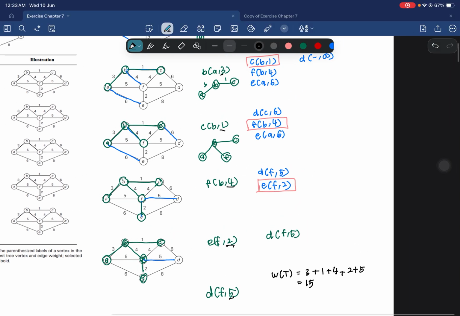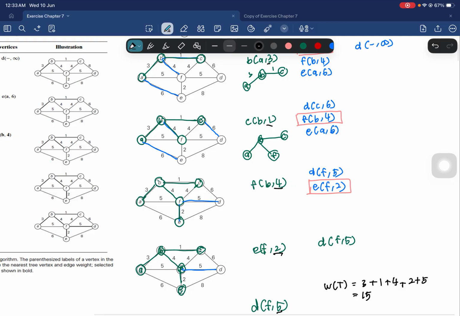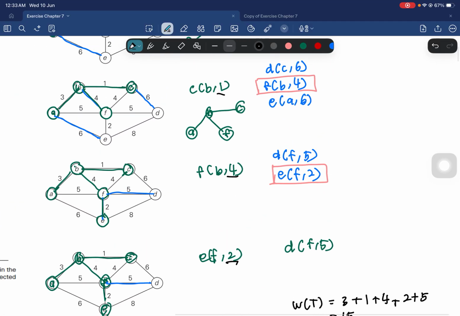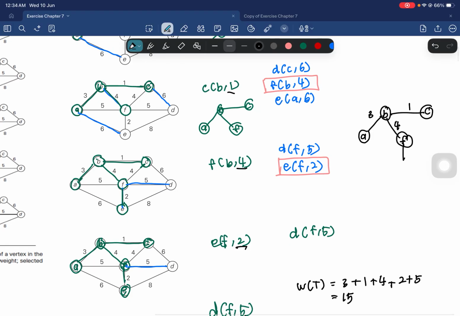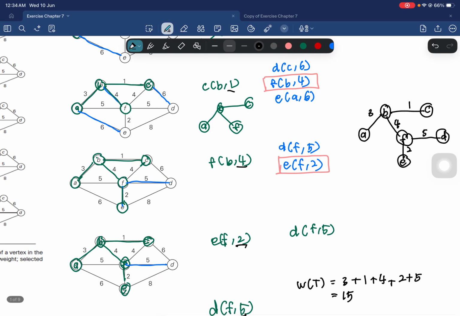Alright, so how will the tree look? The tree will look like this. A is connected to B by 3, connected to C by 1, connected to F by 4, connected to E by 2, and connected to D by 5. So this is the total cost. We just add all to find this weight.